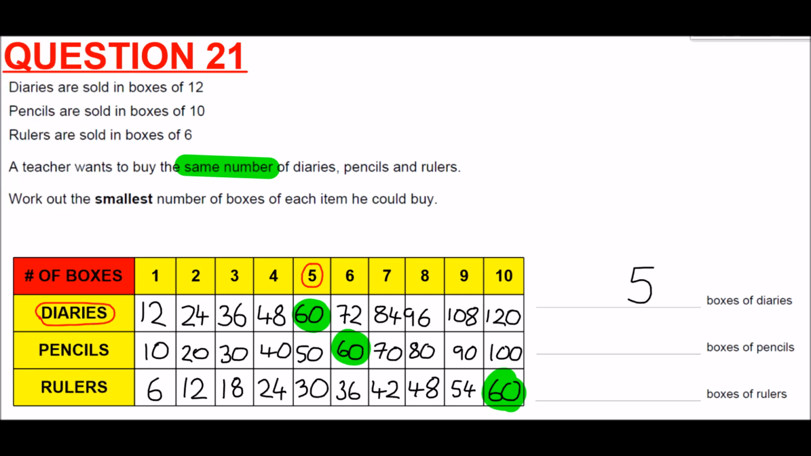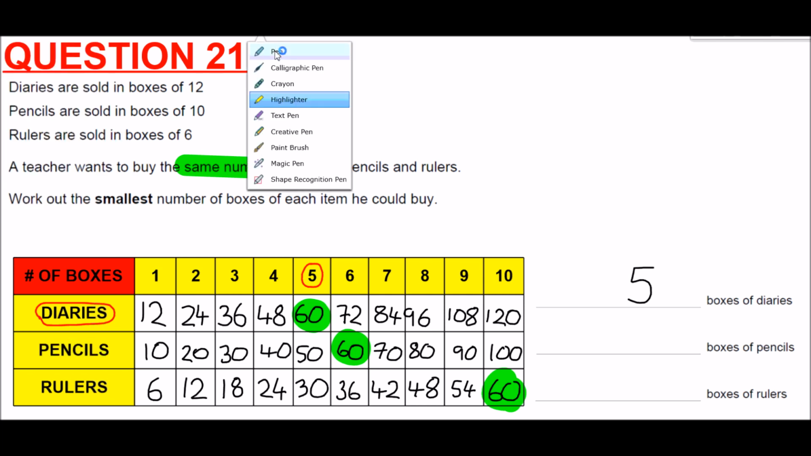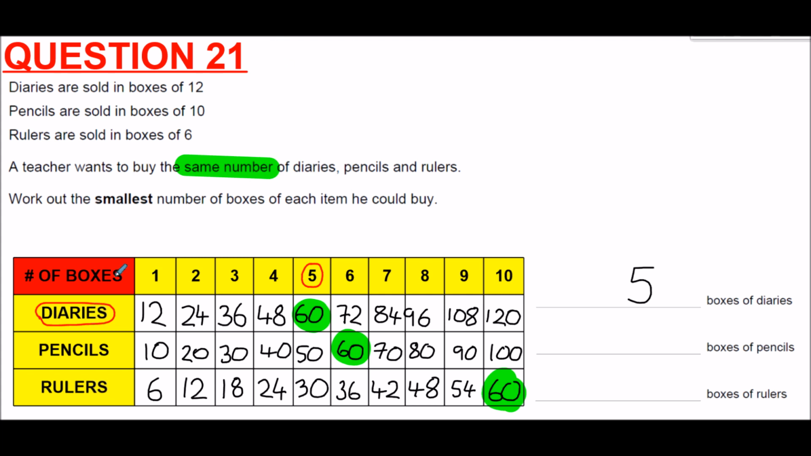Wrong colour. Oh, never mind. Pencils, he needs 6 boxes, because 6 boxes of pencils are given 60.